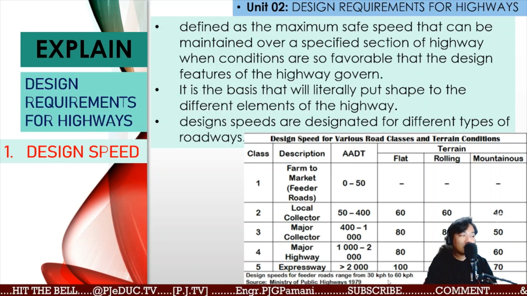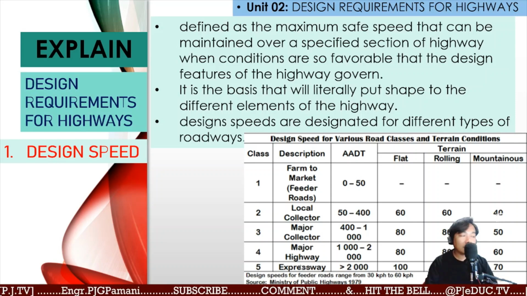Though usually that is not followed because of traffic. Design speed for feeder roads ranges from 30 to 60 kph. This is from the Ministry of Public Highways, 1979 data.